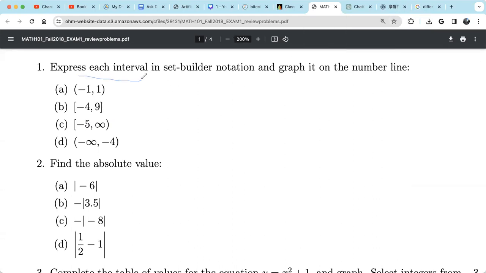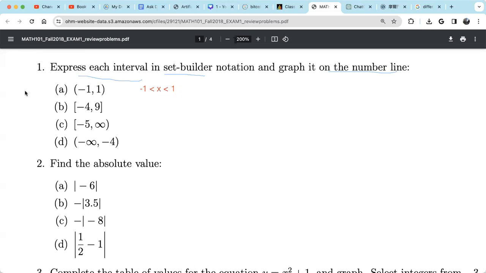Express each interval in set builder notation and graph it on the number line. So we need to do two things. First, we want to write in set notation. Let's say A. A means the value of x. Let's use variable x. X is a variable representing all the numbers in between -1 and 1, but not including -1, not including 1. So we use this less than sign. So this is set builder notation. The value of x in between -1 and 1, not including -1 and 1.